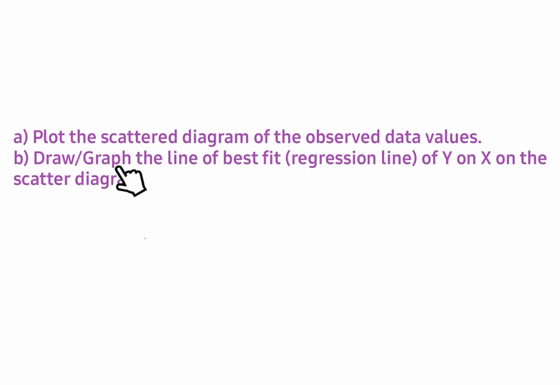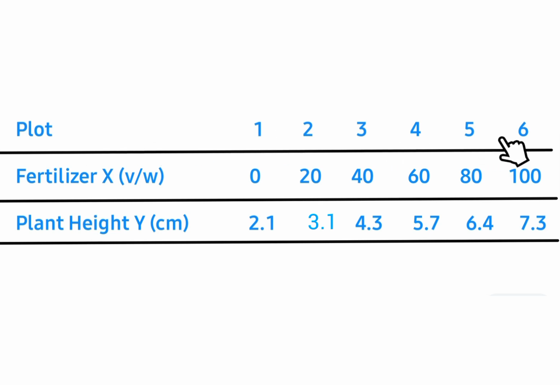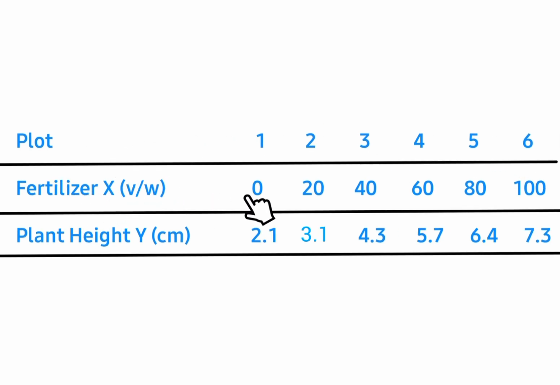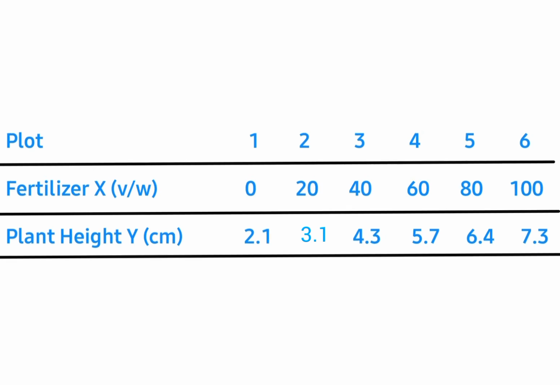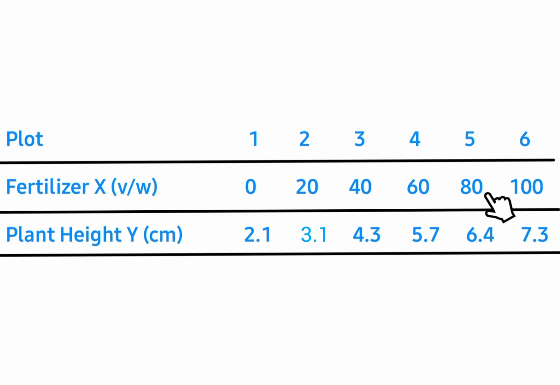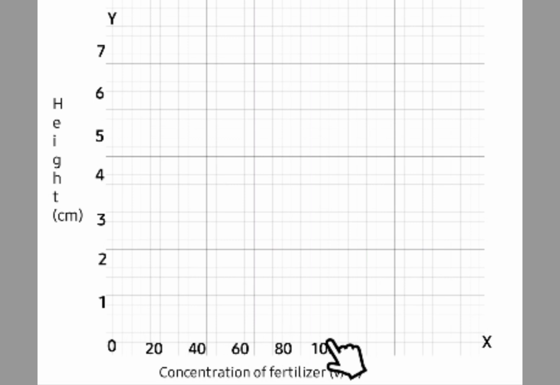B. Draw or graph the line of best fit, also known as regression line of y on x, on the scatter diagram. The table here shows the 6 plots of land and different concentrations of fertilizer representing the x series, and plant height representing the y series. Going by what the first question says, we are expected to plot these values on a graph sheet, right? Concentrations of fertilizer from 0 to 100 on the x-axis, the plant height on the y-axis.